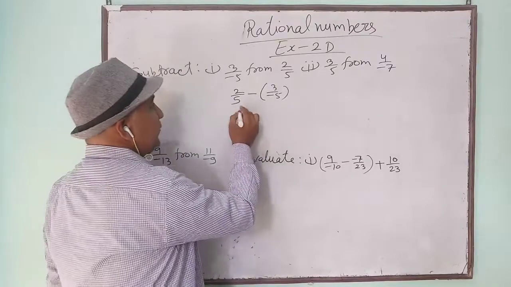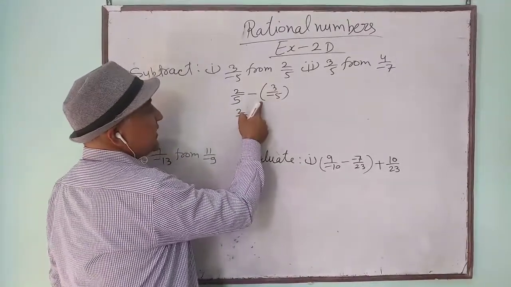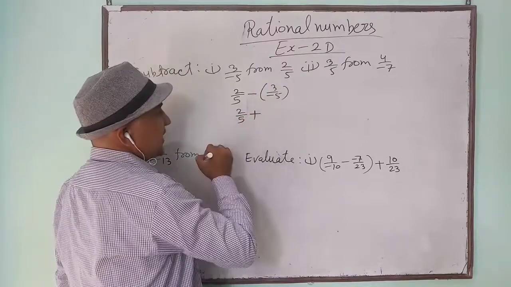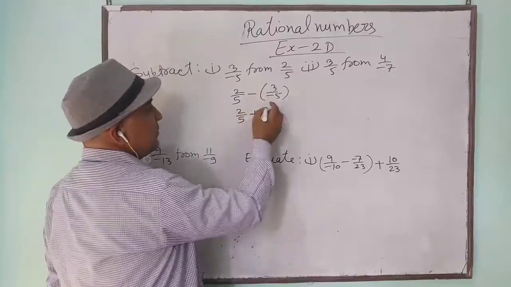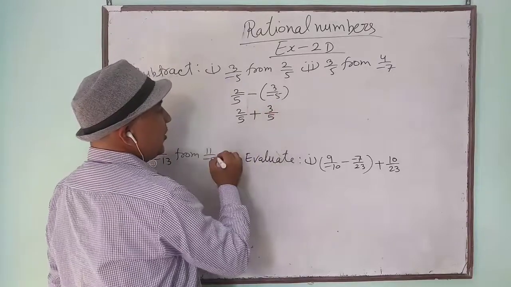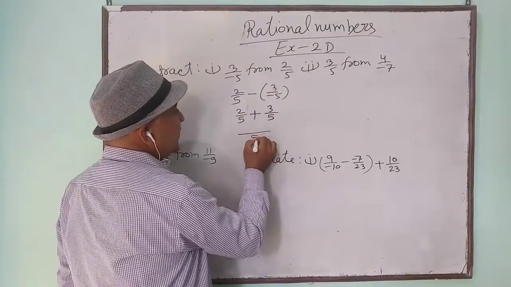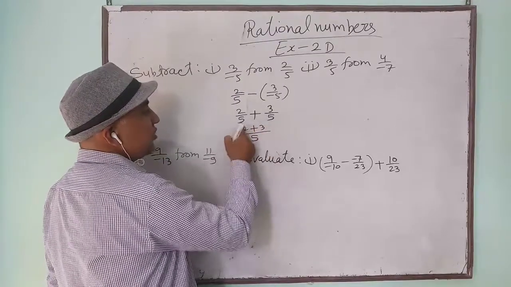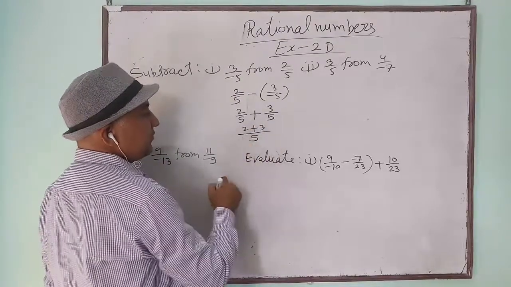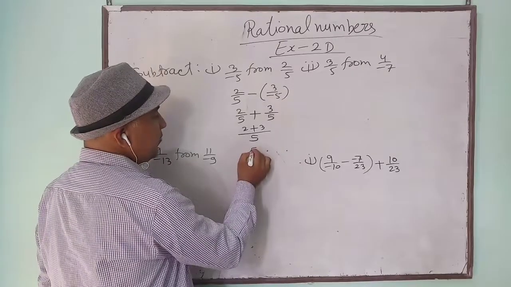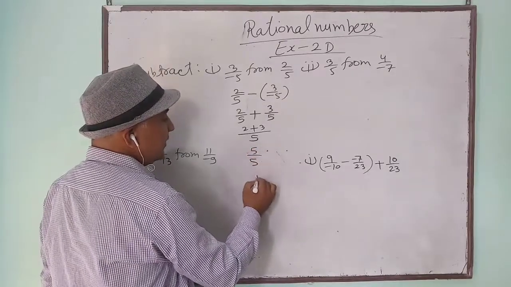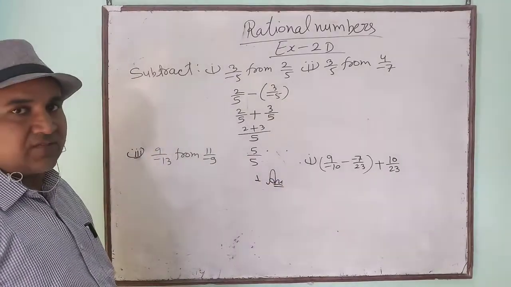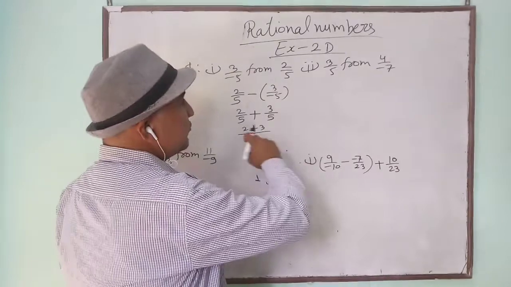Okay? Now see. When the bracket is removed, this minus will be multiplied with minus and it will become plus, because minus into minus becomes plus. And it will be 3 upon 5. Now when we take the LCM 5, the numerator will be 2 plus 3, because the denominator is the same. So the numerator will be added here. Now it will become 5 upon 5, that is 1. So it will be the answer. Understood? It's very easy.